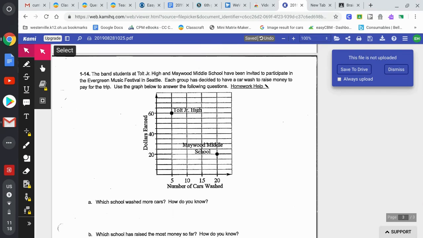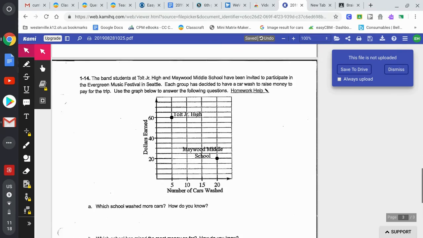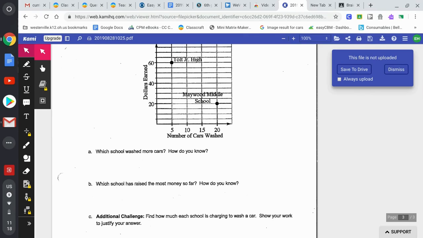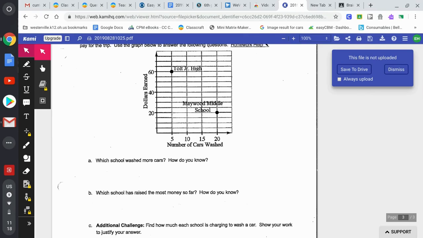Then the last question on the back, it's just a graph looking at dollars earned and the number of cars washed. The band students at Toll Junior High School and Maywood Middle School have been invited to participate in the Evergreen Music Festival in Seattle. Each group has decided to have a car wash to raise money to pay for the trip. Use the graph to answer the questions. So again, which school washed more cars? You might want to look on the bottom here.